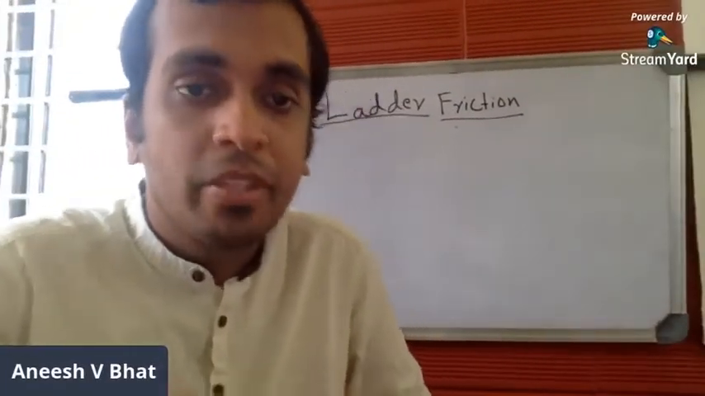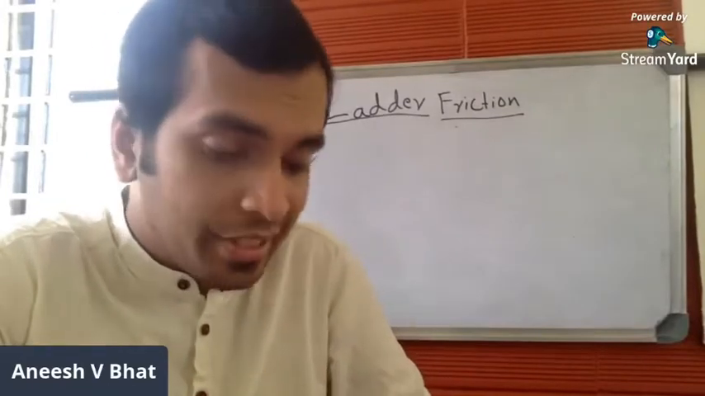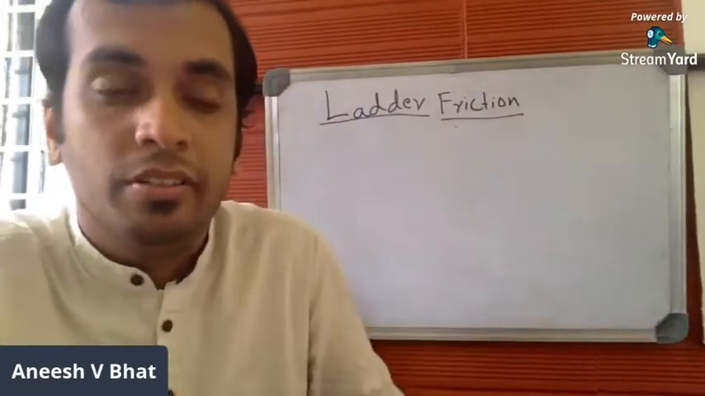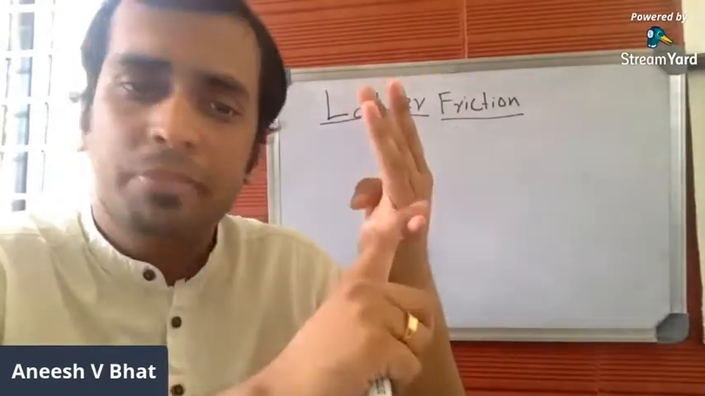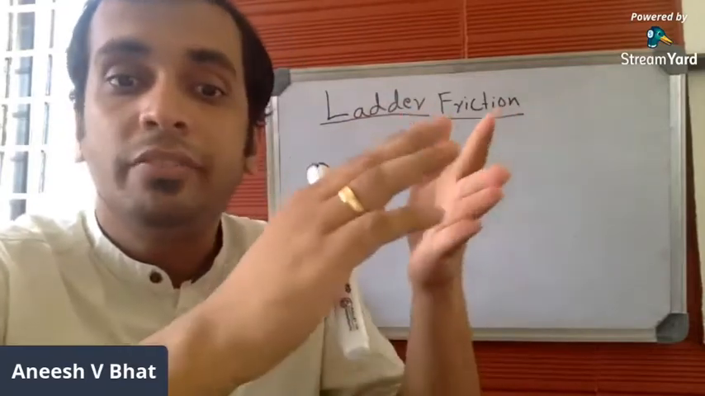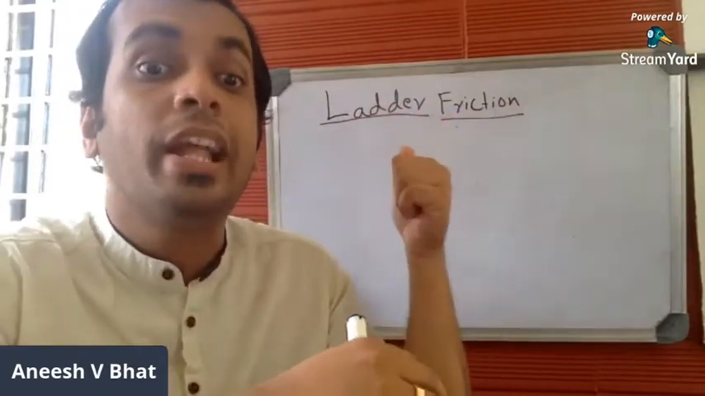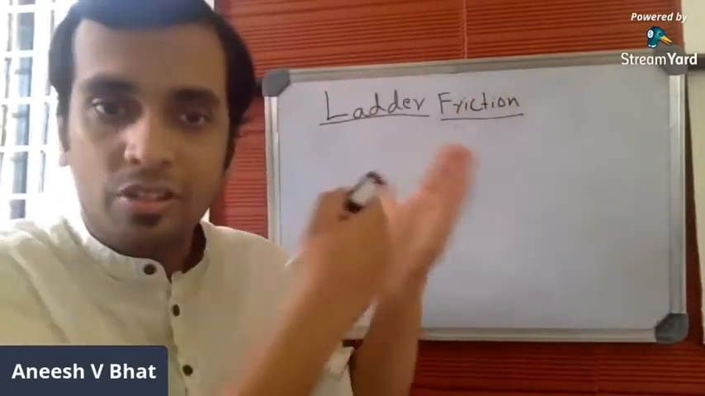Hello everybody. In the previous video, we went through wedge friction, which was the second type under the friction part. Totally, you have four types. The first type is general friction, which we went through already. We have completed wedge friction as well. Now we'll be going through the third type of friction, which is ladder friction. I hope you know what a ladder is. Let us concentrate on ladder friction.